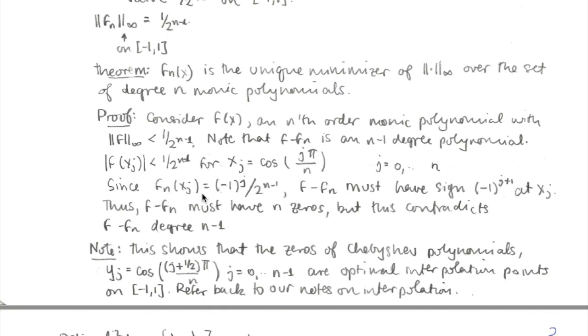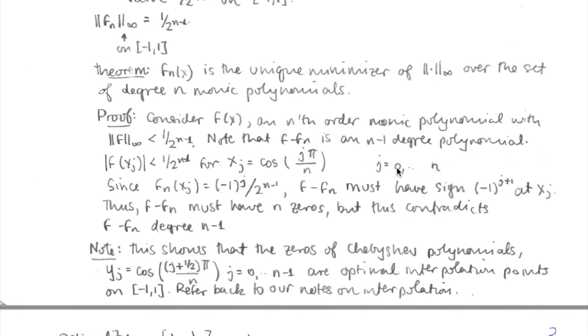So here I am, looking at the Chebyshev polynomial. Let's look at j equal to 0. That corresponds to cosine of 0, which is 1. So fn at 1 is 1 over 2 to the n minus 1. And since this new polynomial has to be smaller, then at that point this difference has to have a negative value. And then if you look at the other points, you see that the difference has to alternate in sign between these adjacent points.